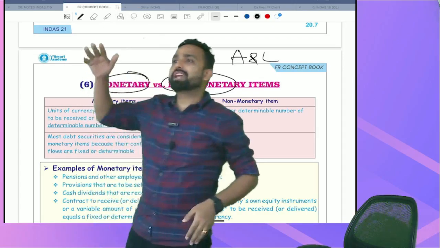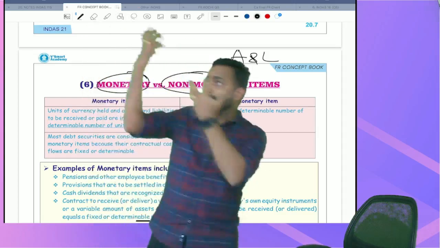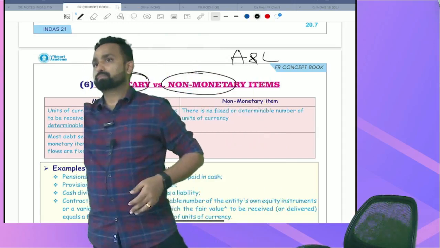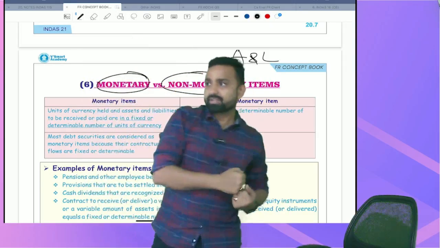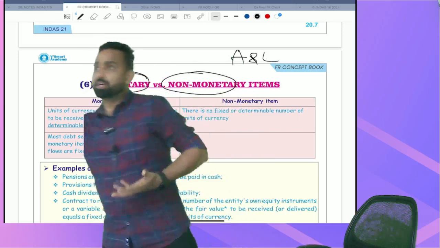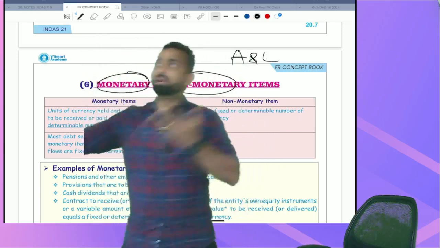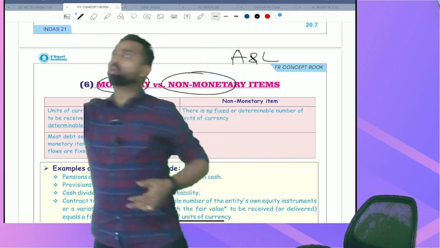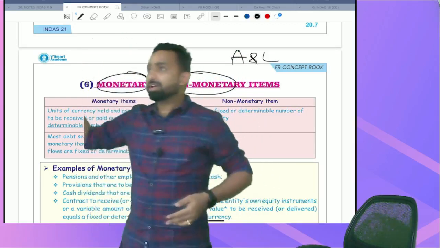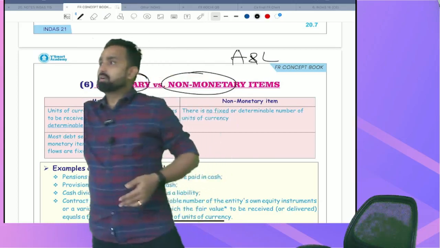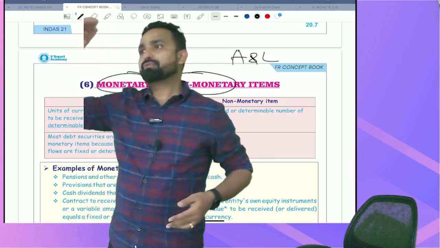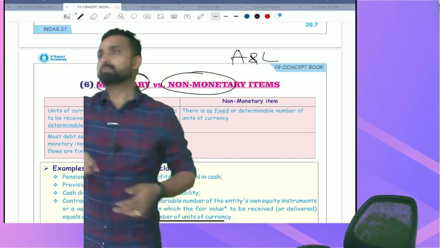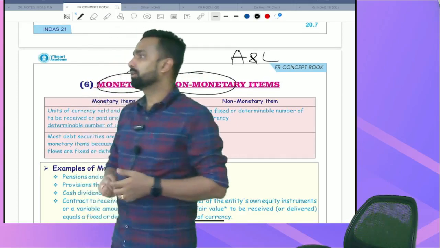The monetary assets and liabilities are those which are recoverable in a fixed amount or payable in a fixed amount. Recoverable, fixed. Payable, fixed. Recoverable: debtors, bills receivable, loans and advances. Payable: loans, borrowings, trade payables, creditors, in a fixed unit of currency. They are always fixed. So these are monetary. What is non-monetary?